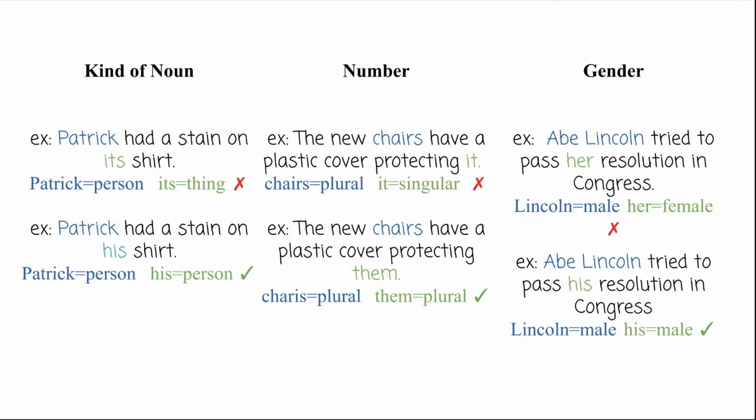And lastly, your pronoun and your antecedent have to match in gender. This one's a little bit easier. So for example, we wouldn't really say Abe Lincoln tried to pass her resolution in Congress because we know Abraham Lincoln is a man and her is a female pronoun. So instead we want to say Abe Lincoln tried to pass his resolution in Congress.